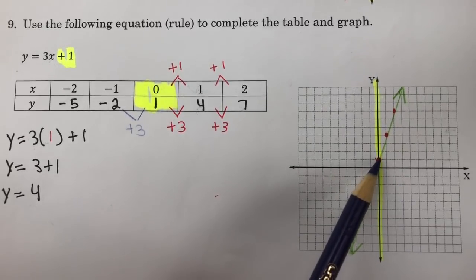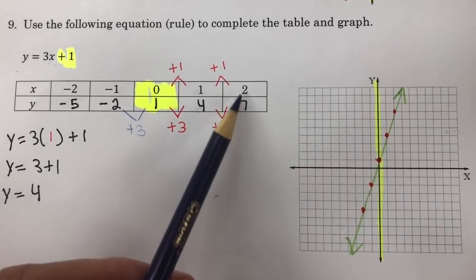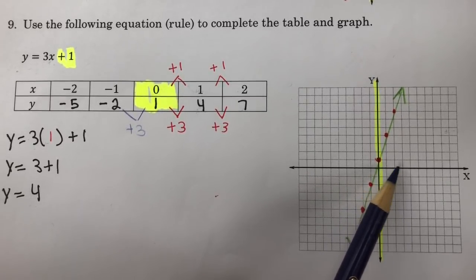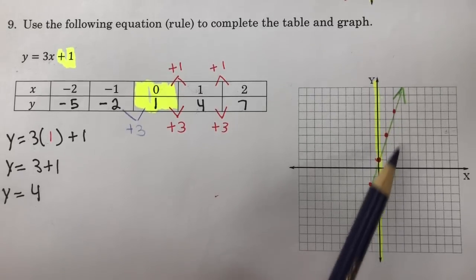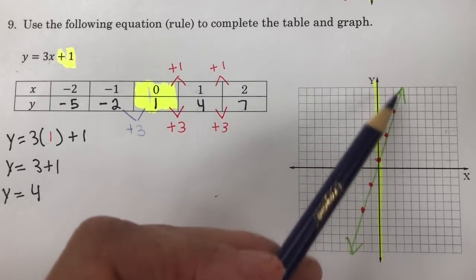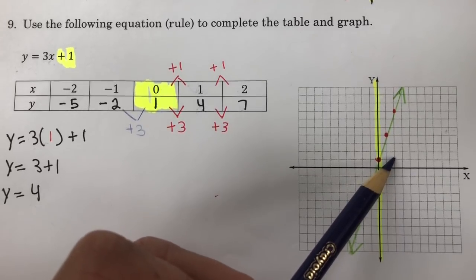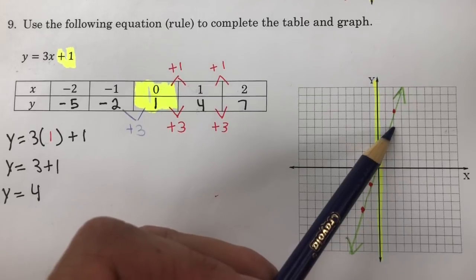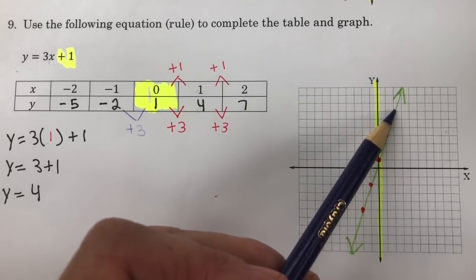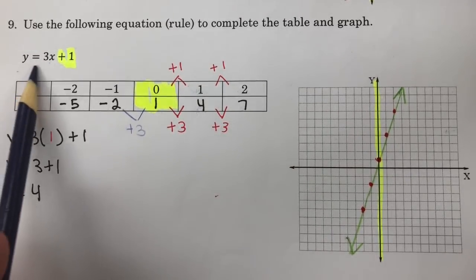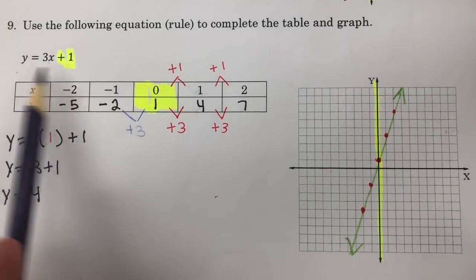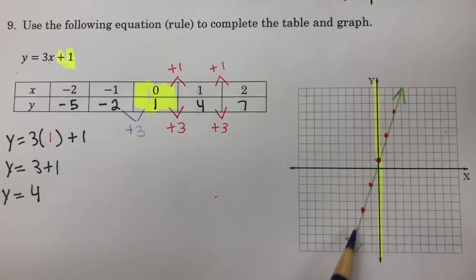And once I had those points, 2, 7, 2 hops on the x, 1, 2, and a positive 7 on the y. So positives go up, positive 1, positive 2, positive 3, positive 4, positive 5, positive 6, positive 7. And you see for this equation, it's at a constant rate, you should get a straight line.